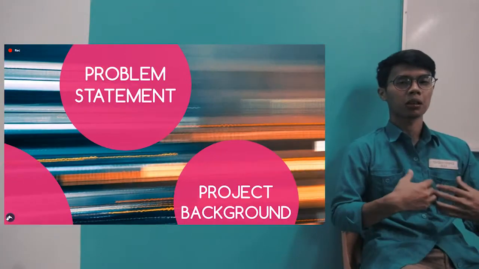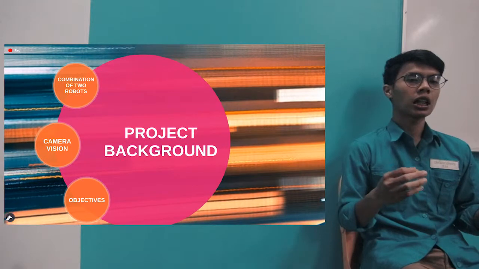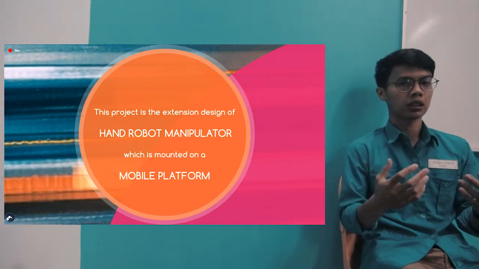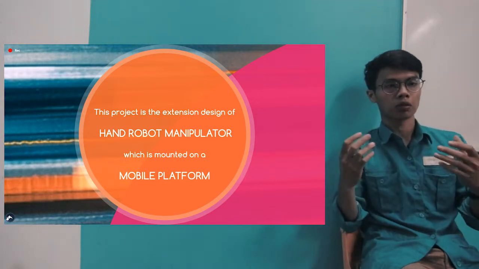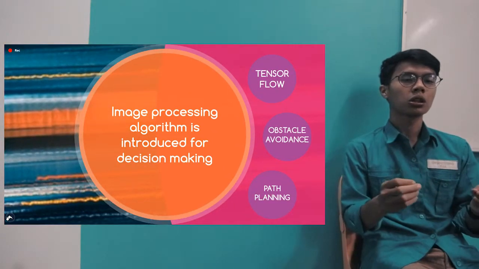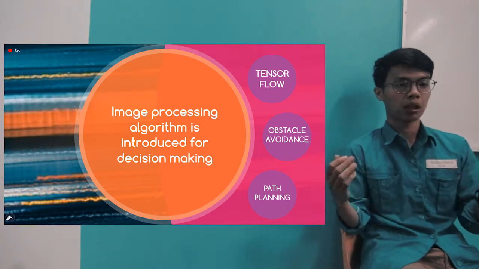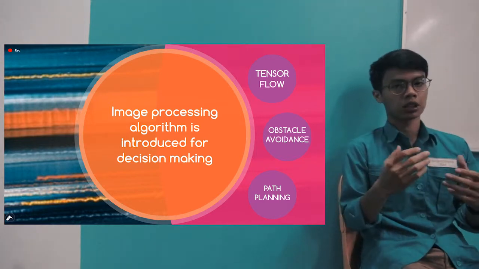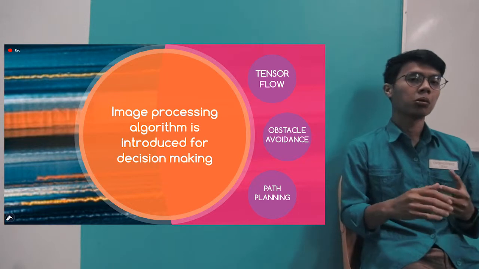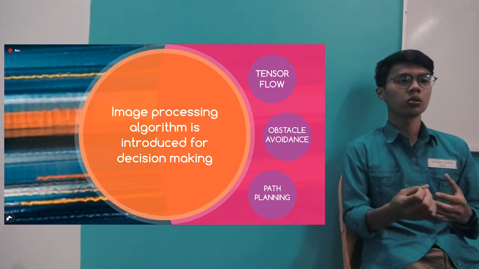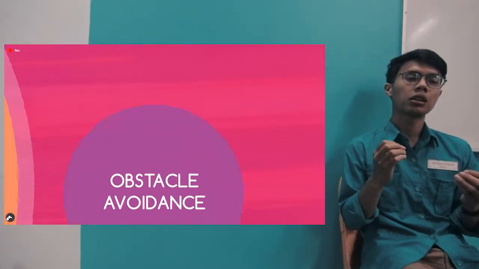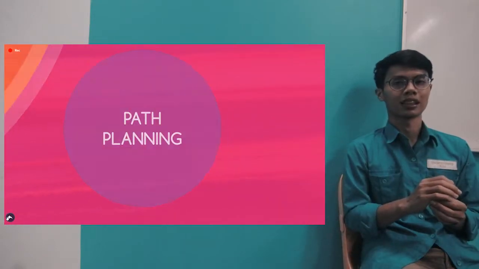Alright, moving on to the project background. Generally, this project is an extension design of two different robots. One is a hand robotic manipulator that is mounted on a mobile platform robot. It can perform pick and place tasks at a specific place, not only in the space nearby it. This project uses deep learning vision, where they rely on camera vision to make decisions autonomously. Hence, an image processing algorithm is introduced to achieve the objective of this project. The image processing algorithm will be further developed in TensorFlow, which is part of Google Track Technologies.